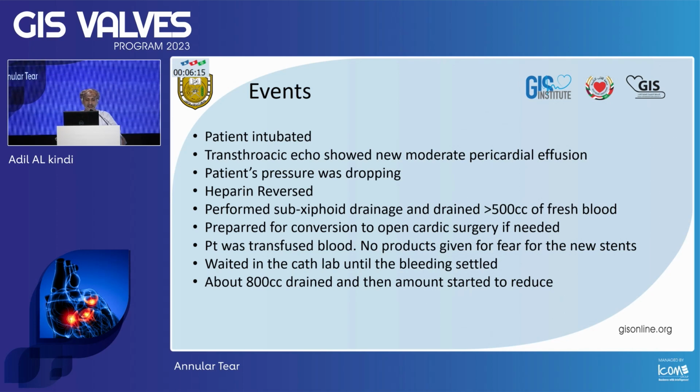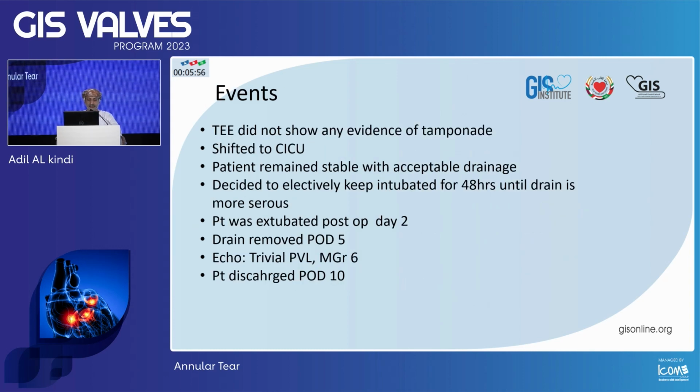The pressure started to drop, so we did a subxiphoid drainage immediately, 500 cc's of fresh blood drained, and we prepared for conversion into open heart surgery. The patient was transfused, and we reversed the heparin. We did not give products because of fear of the stent. He drained about 800 cc's and remained stable with inotropic support. The echo did not show any tamponade, and he was stable enough to shift to ICU.